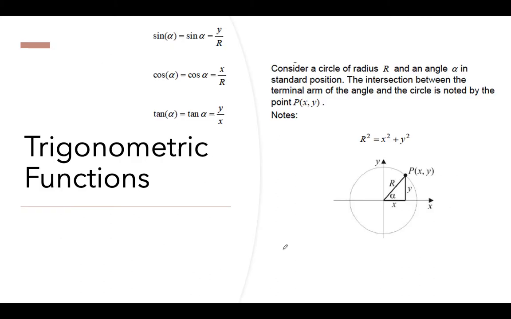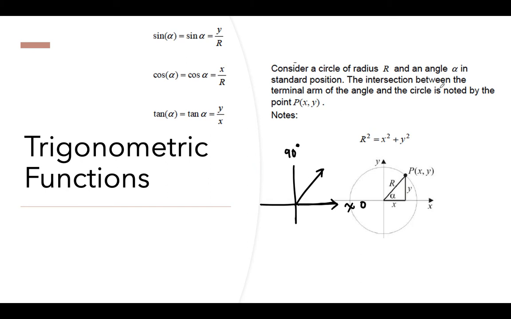Next, another concept: what if I were to give you a point? Now consider a circle with a radius r, and the angle alpha is in standard position. So standard position means it's always from the initial arm over here on the x-axis to the terminal arm. So it's always within 0 to 90 degrees. So that will be in standard position.